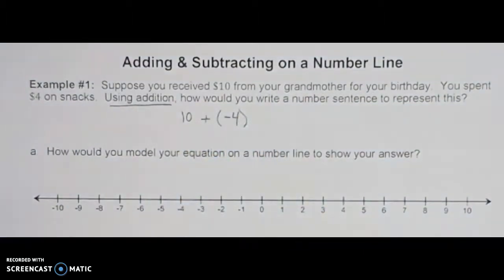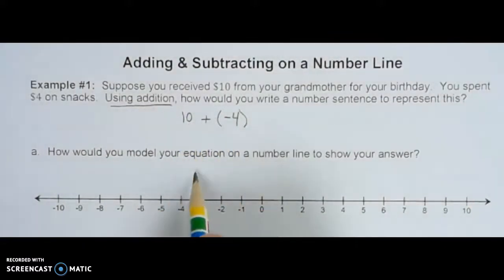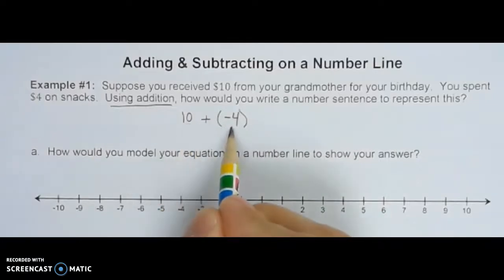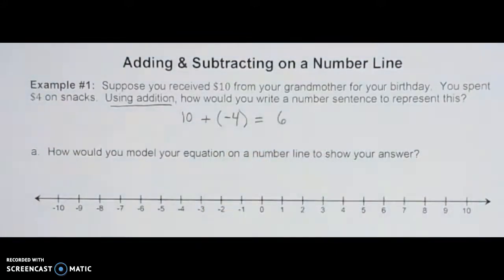Using our rules for addition, we know that since these numbers have different signs, I'm going to subtract their absolute values. The absolute value of 10 is 10. The absolute value of negative 4 is 4. 10 minus 4 is 6. And I'm going to keep the sign of the number with the greater absolute value, which happens to be the positive number in this case. So 10 plus negative 4 equals 6 would be our number sentence.